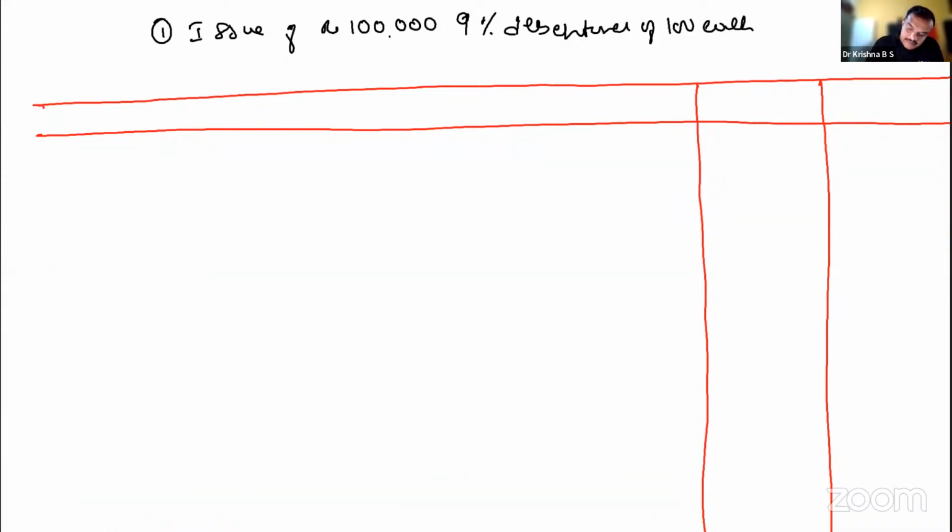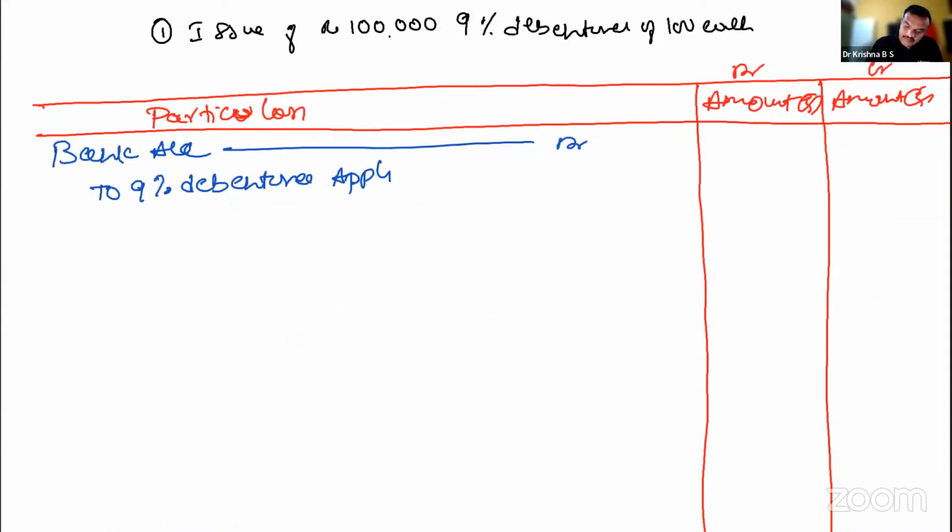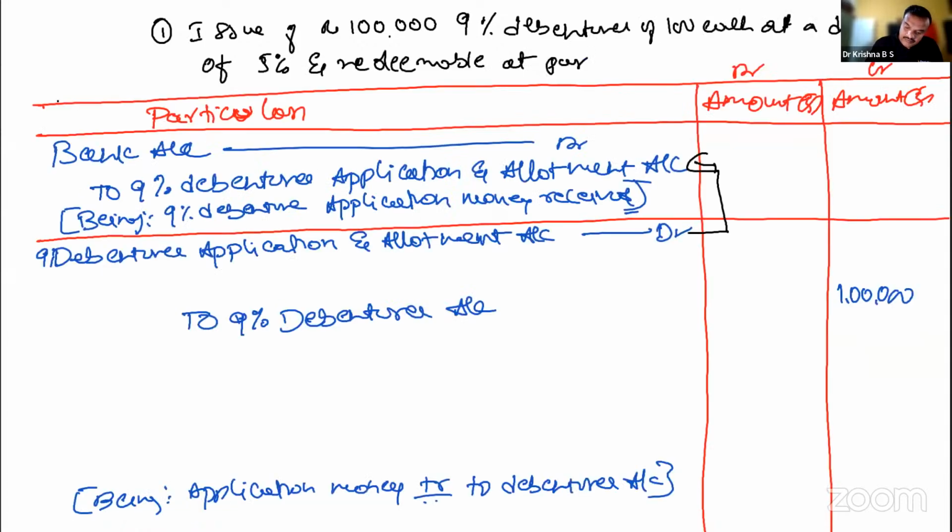The amount will change. Okay. So now, first entry. What is the first entry? You should write bank account debited to debenture application and allotment account. Here we have issued at a discount of 5%. So what is 5% of 1 lakh? 5,000 minus. Then you will write the amount as 95,000.